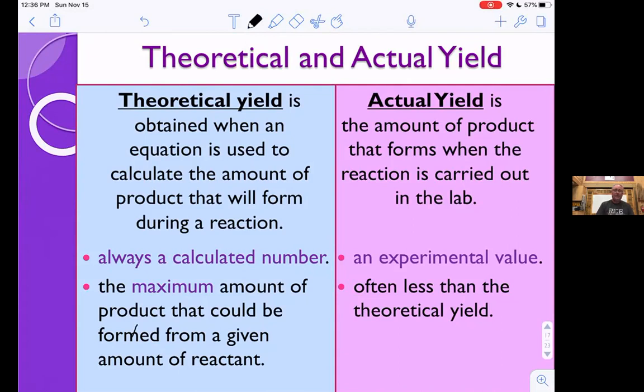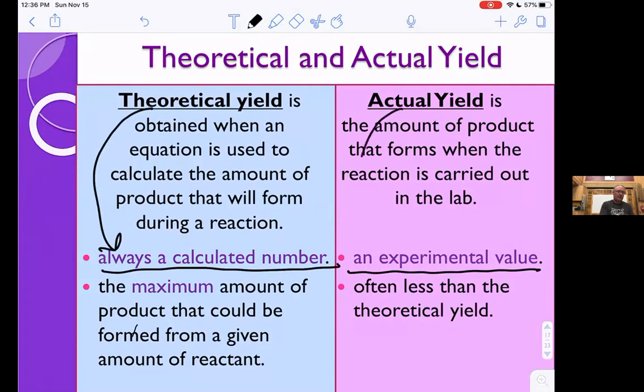That's not a thing. But your theoretical yield is observed when your equation is used to calculate. So you use your balanced equation to find out the amount you should get as a result. That's your theoretical yield. The actual yield is what you get in the experiment. So this is your experimental value, and then your calculated value is your theoretical. Theoretical is always calculated, and your actual, they're going to have to tell you, or you perform the experiment yourself, and it's what your result is. And we'll actually do a lab where we do a little bit of this.